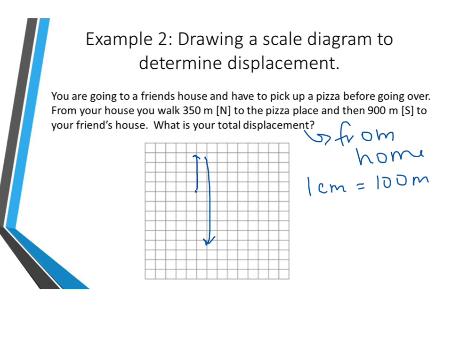So let's add our resultant vector in. Our resultant goes from where we started down to where we ended. And then what you would do is use your ruler, or in this case, count your blocks. So if we count our blocks, we are going 1, 2, 3, 4, 5.5 blocks. So we've got a displacement of 550 meters south. So that's another way of figuring out your displacement. You can draw a scale diagram.